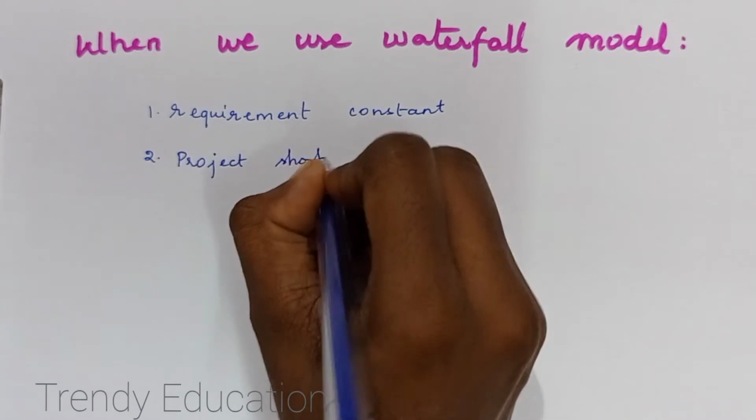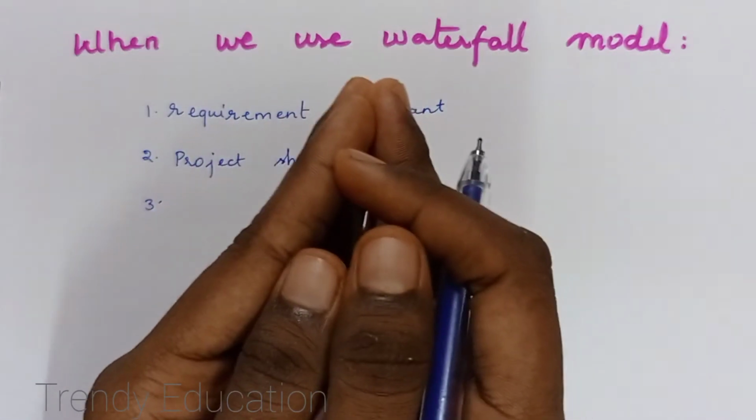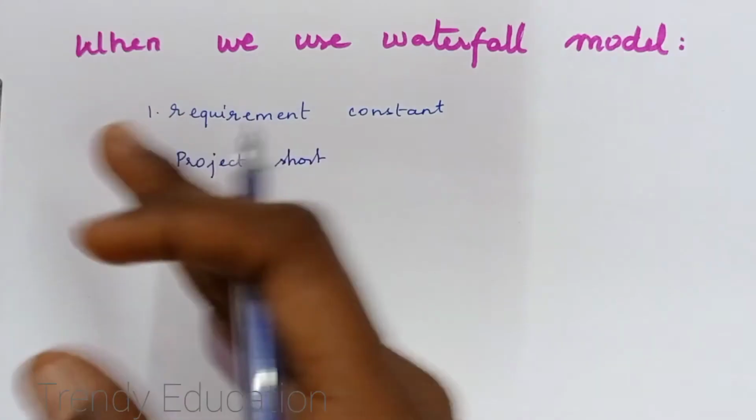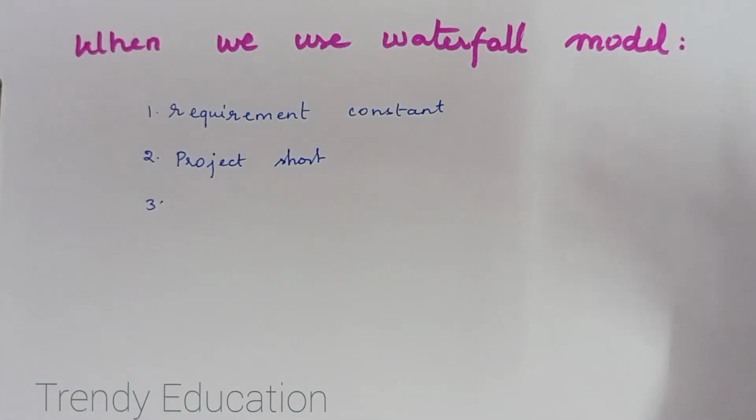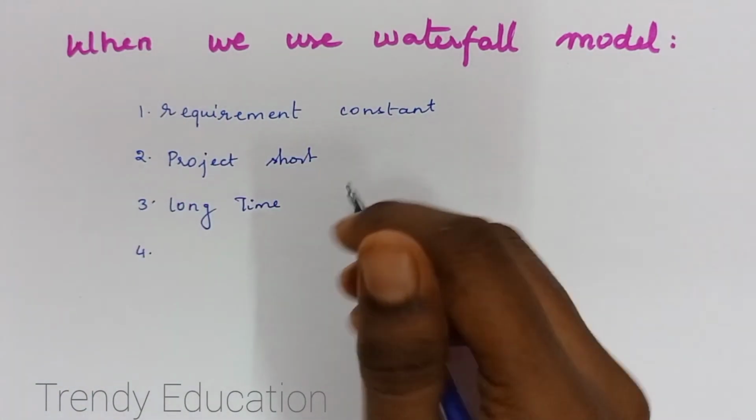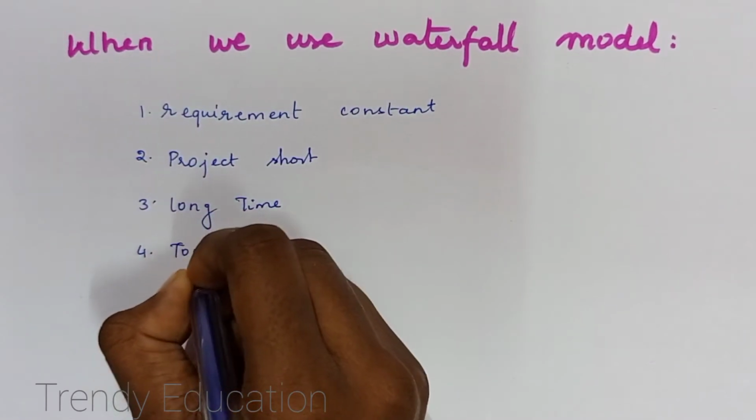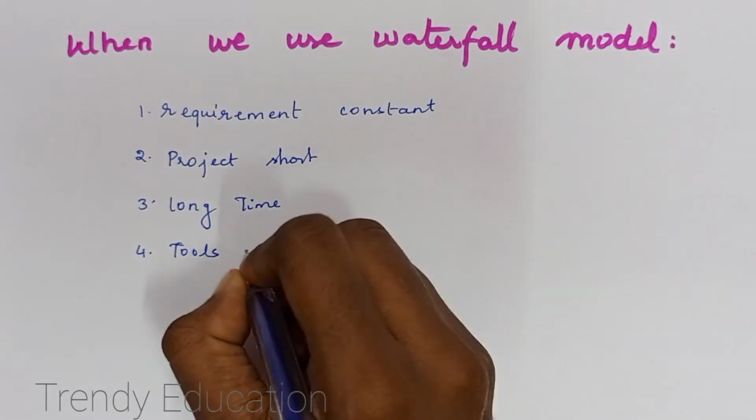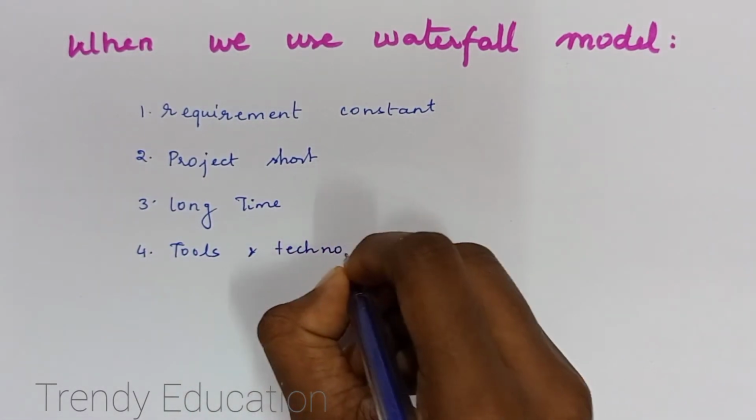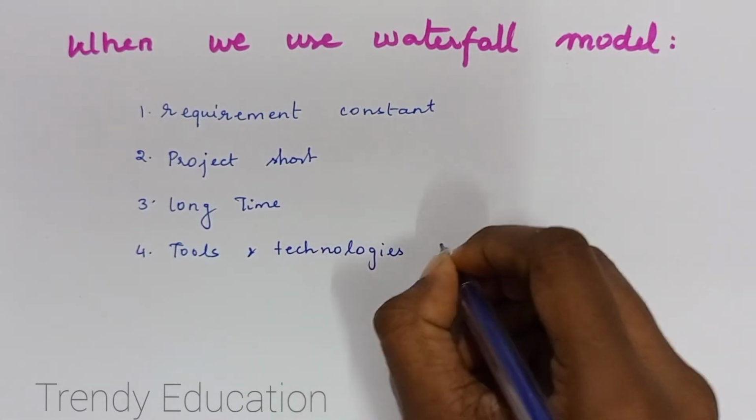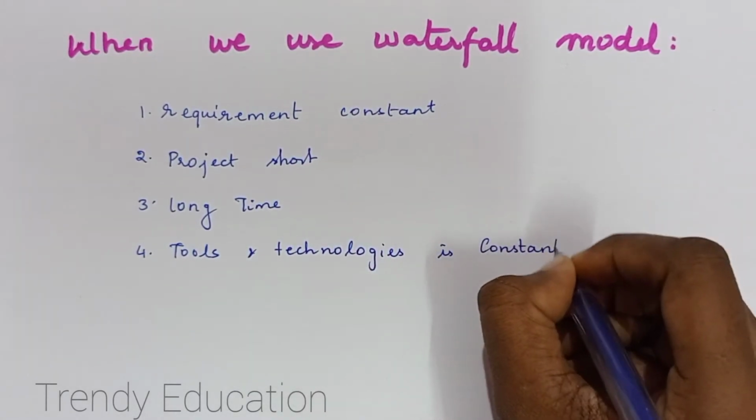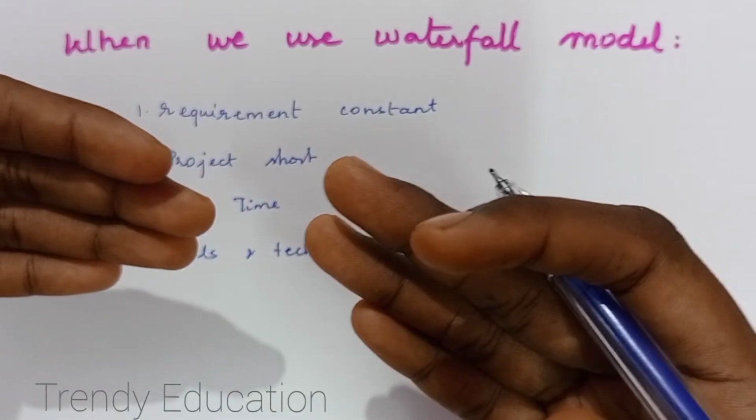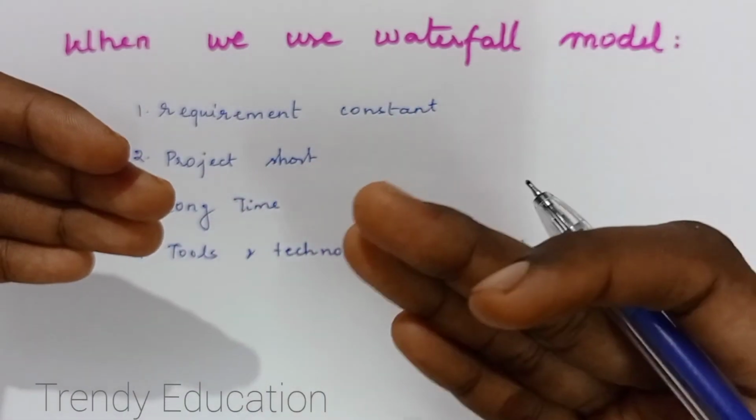And number three, long duration. When you have a long time, you can use this waterfall model, because it will take some time to complete each phase. So this is the fourth: you can use a waterfall model when your tools and technologies are constant and your idea is constant, you know this is my plan. But if there are any confusions, at that time you have to use other models like agile.